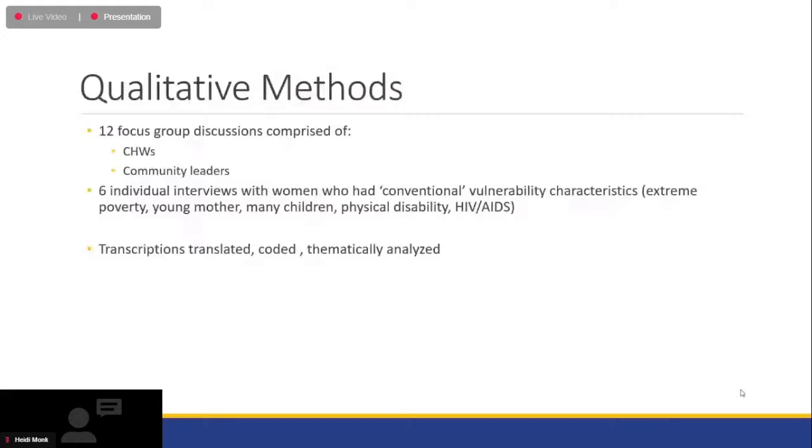So we did focus group discussions with community health workers and community leaders, and as well, we did individual interviews with women who had those conventional vulnerability characteristics. These women were extremely poor, and in addition, had at least one of the criteria, like being a young mother, having many children, physical disability, or living with HIV/AIDS. The data was translated, it was coded, and thematically analyzed.